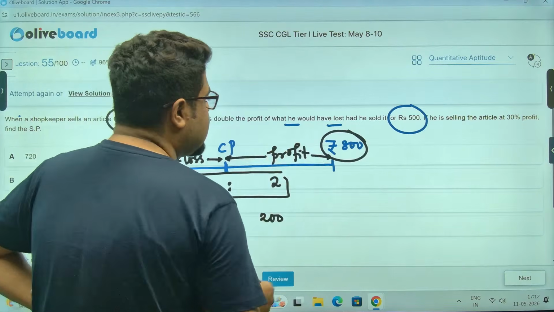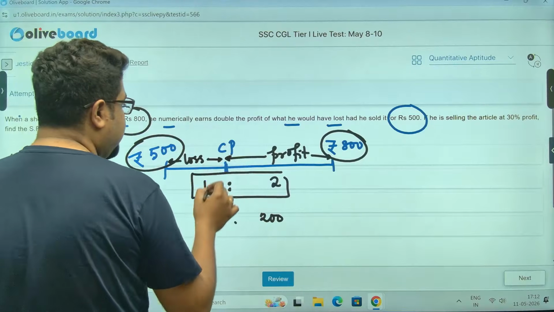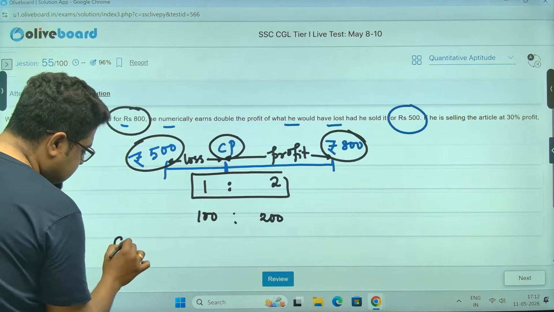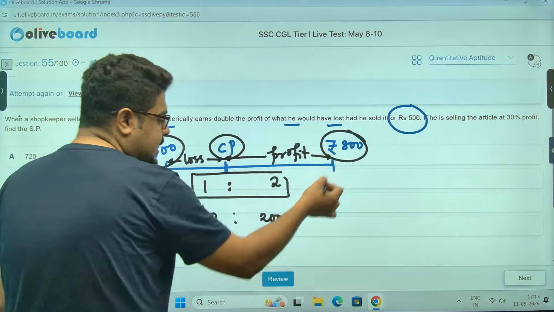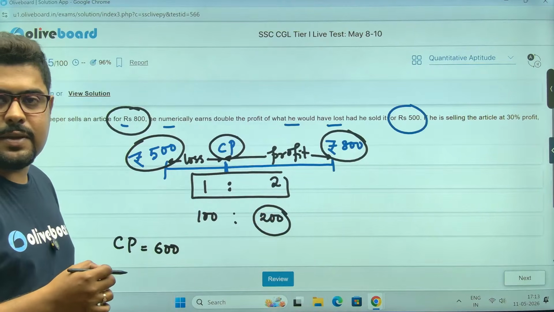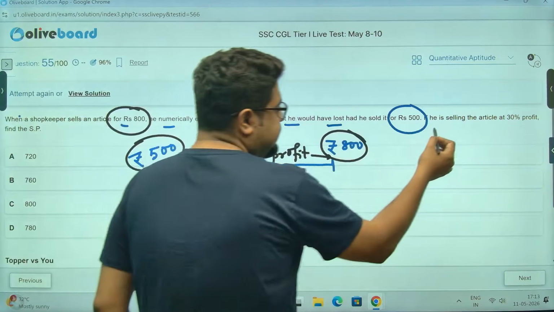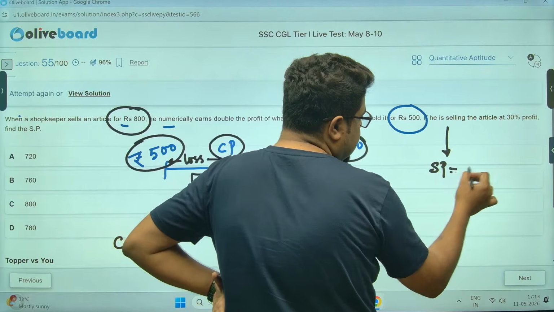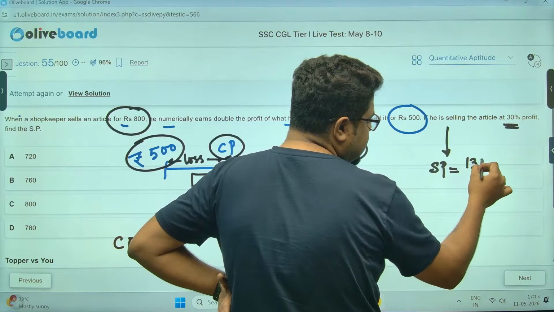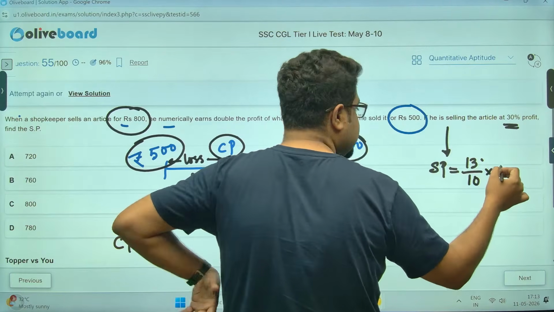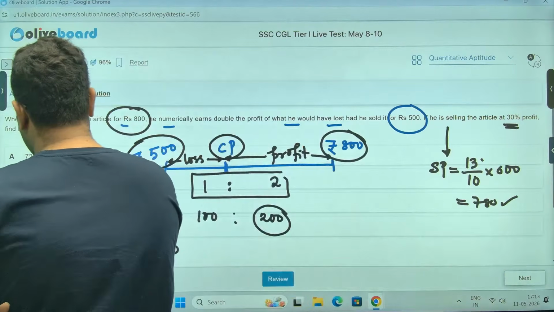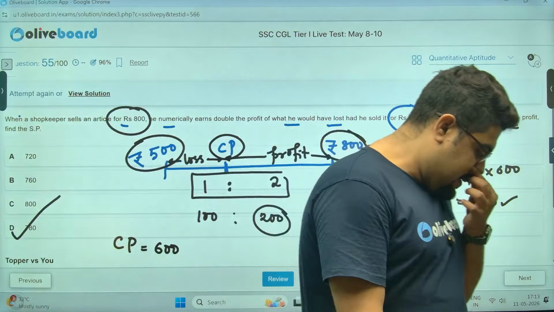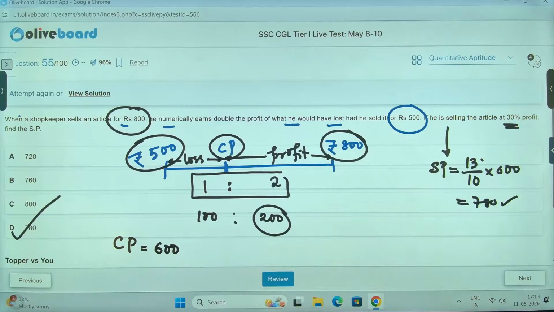They are asking about selling the article at 30% profit. So first you find CP, sir. CP will be either 500 plus 100 or 800 minus 200. That also will give you the same thing, 600. So SP will be what, sir? 30% profit, so 130%. So 13 by 10 of 600, sir. So 780 rupees. Option number D, 780 rupees must be your correct answer.